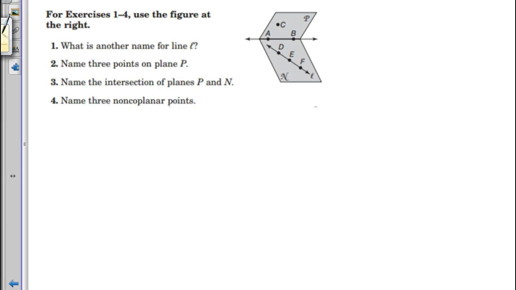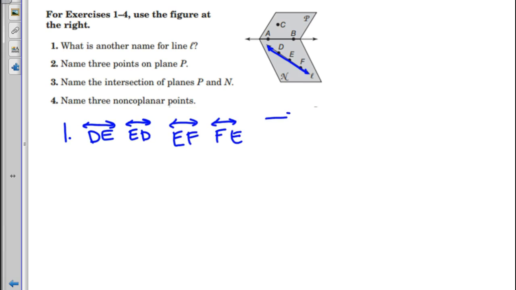All right, so for exercises 1 through 4, use the figure at the right. What is another name for line L? Line L is here. Remember, when we name lines, we name them with 2 points, so there are several different ways that you could name this line. We could say line DE, line ED, line EF, line FE, or line DF. Or you could use FD. So any of those would work for naming the line on line L on number 1.